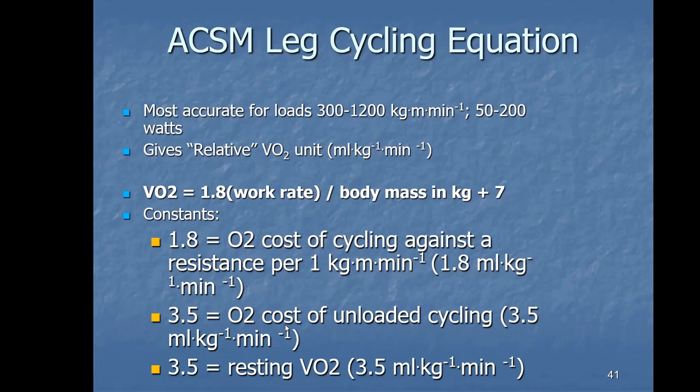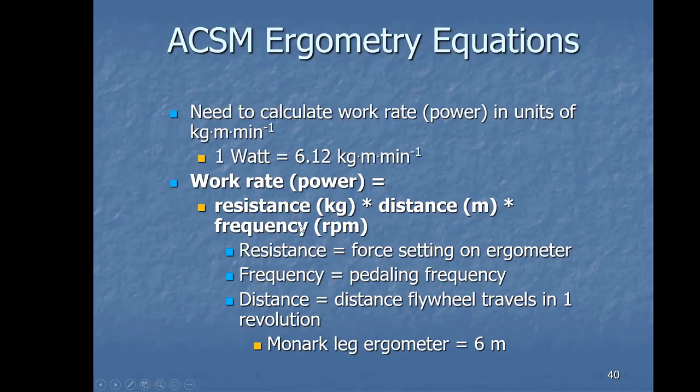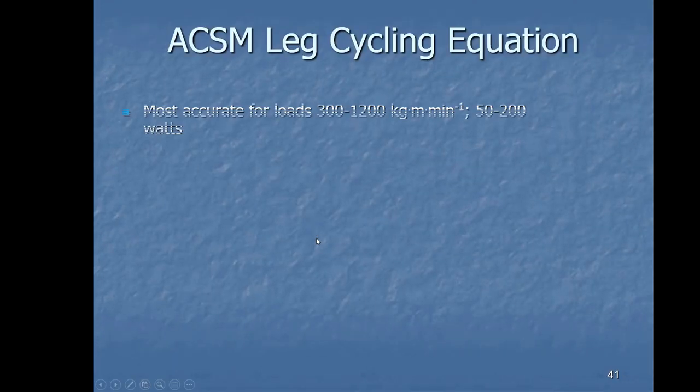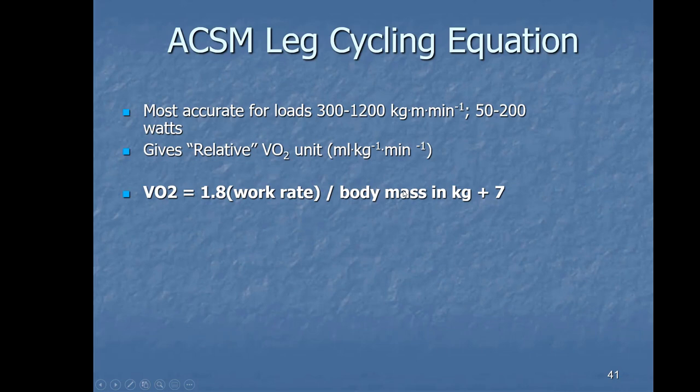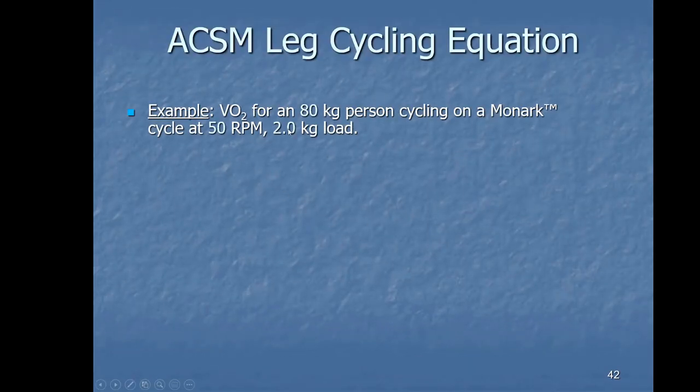So putting this all together, you can see where this is going. If we want to use this equation, we have to calculate the work rate first. The work rate came from this. So if you know the resistance, the distance, and the frequency, then you can calculate the work rate, and then you can put that into this equation, and you would just have to add in the person's body weight.